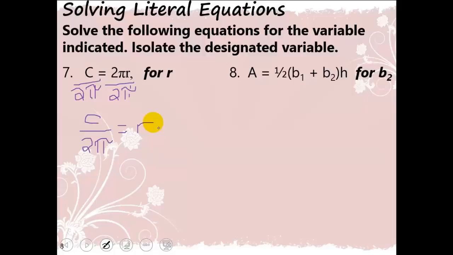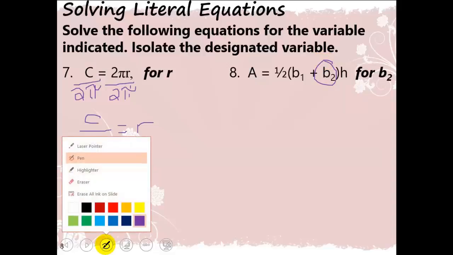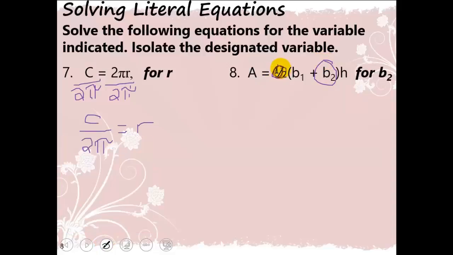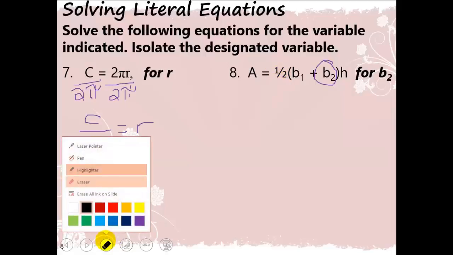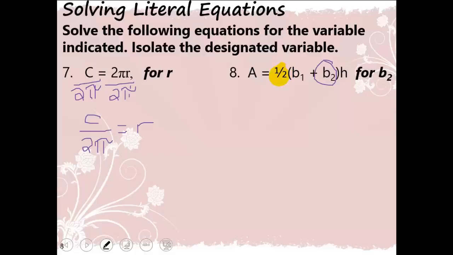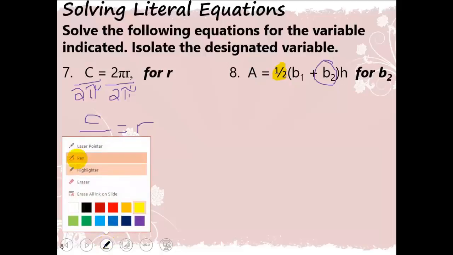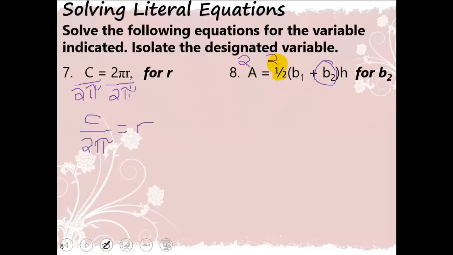Now we'll do number 8 together. I want to solve for b2. That's what I'm trying to get by itself. So the first thing I'm going to do is I'm going to get rid of this 1/2. I'm going to multiply both sides by 2, and so I get 2a is equal to b sub 1 plus b sub 2, times h.